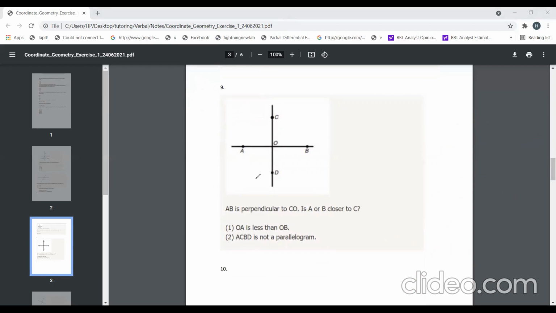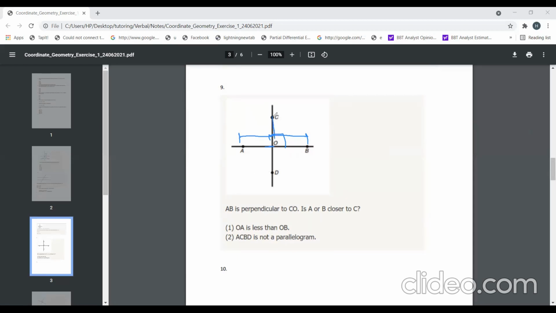AB is perpendicular to CO. Is A or B closer to C? So AB is given perpendicular to CO. That means all these angles are right angles, 90 degrees. What other information do we have? OA is less than OB. So basically, this distance is less than this distance. That simply means that A is closer to point O than B is, right?